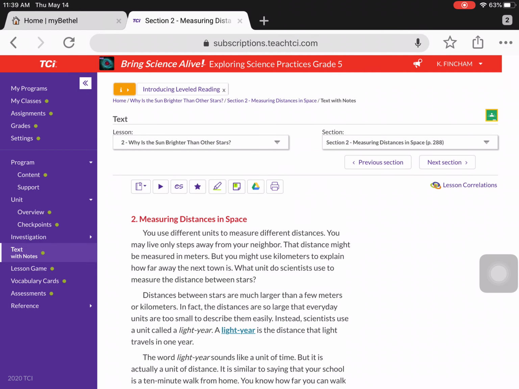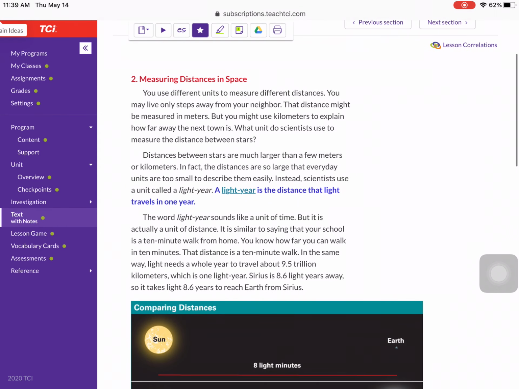Okay, so this is page 288. Again, we're going to hit the main idea button. I always like to have it on. Number 2. Measuring distance in space. You use different units to measure different distances. You may live only steps away from your neighbor. That distance might be measured in meters. But you might use kilometers to explain how far away the next town is. What unit do scientists use to measure distance between stars?